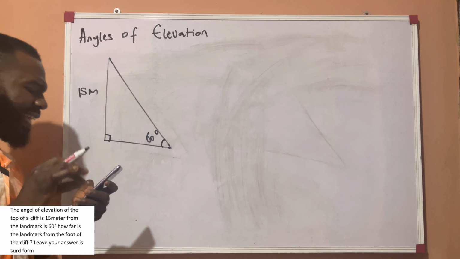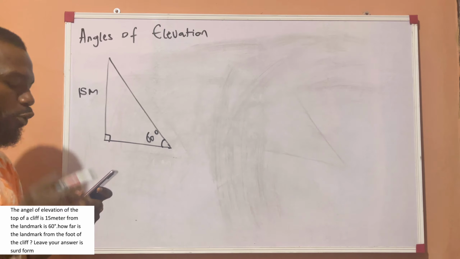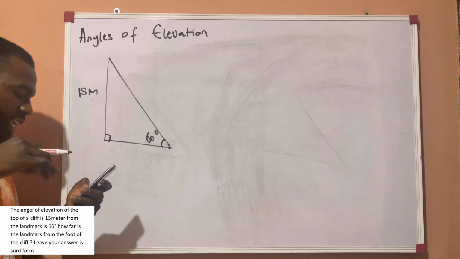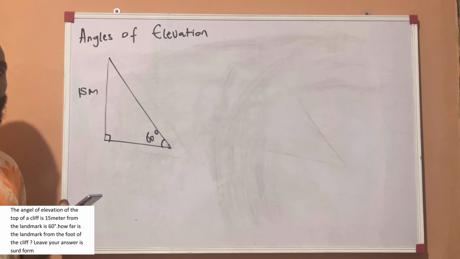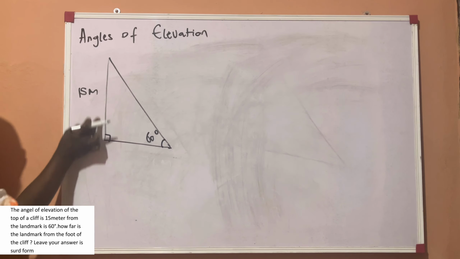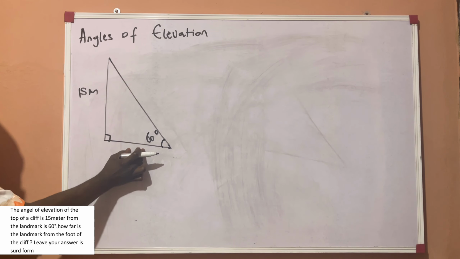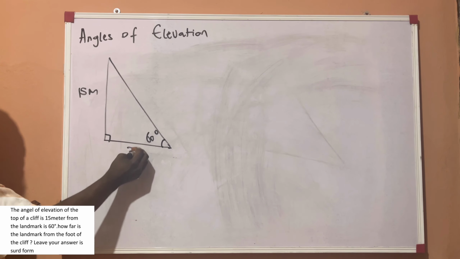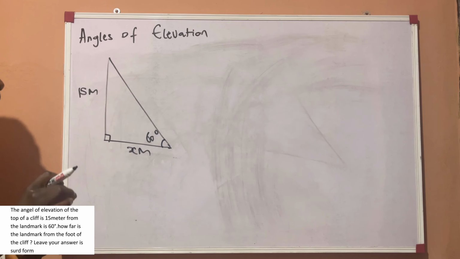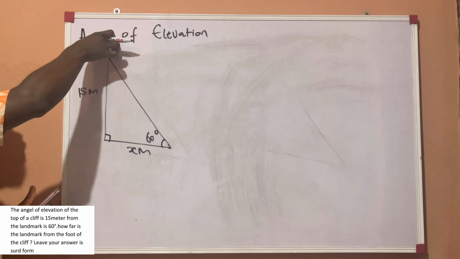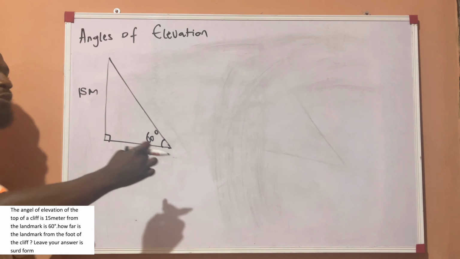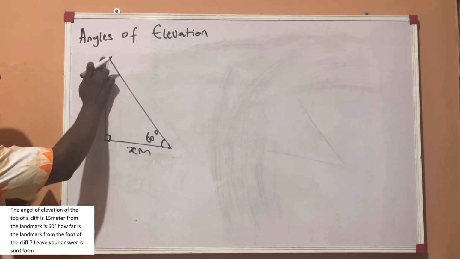Okay, how far is the landmark from the foot of the cliff? Leave your answer in short form. Now, remember we said this is the foot and this is the top. So it means we are looking for here. Let here be x meters. This is the foot. If they should say how far is it from the top of the cliff, it means we are going to be looking for the hypotenuse. So this is the foot and this is the top.